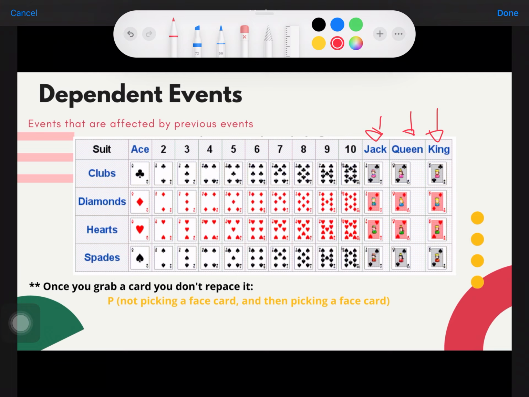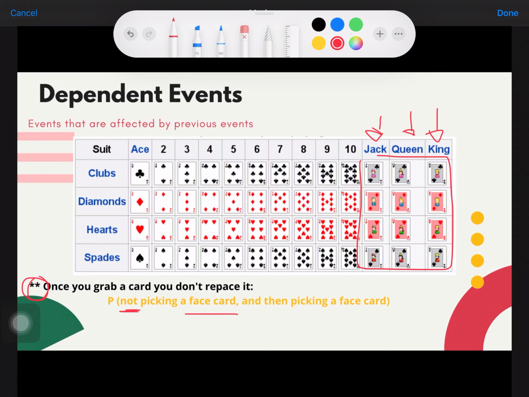Now, imagine they give you this experiment and they tell you, I want to know the probability of not picking a face card. Guys, a face card is a card that has a face, like a jack, a queen, or a king, which are people on the cards. Those are the face cards, these ones. So what are your chances of not picking a face card and then picking a face card? Listen up. You have some instructions here. It says, once you grab a card, you won't replace it, okay? If I grab one card, I won't put it back in the deck.